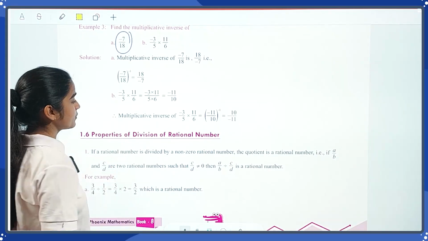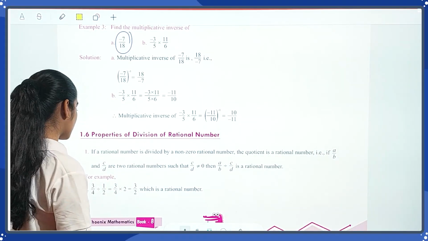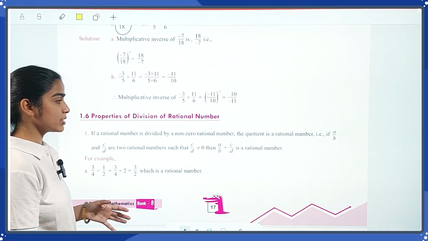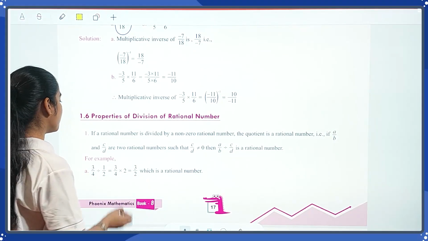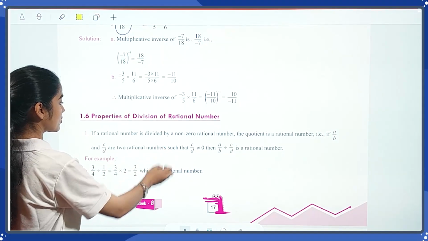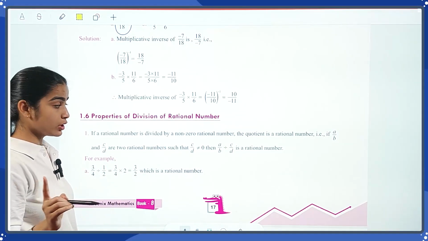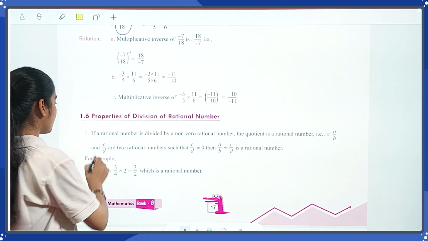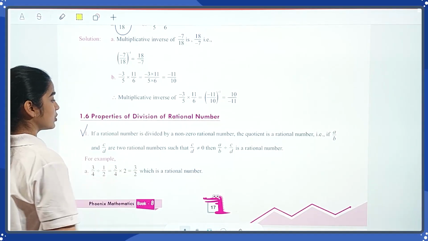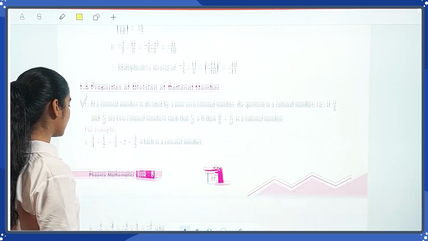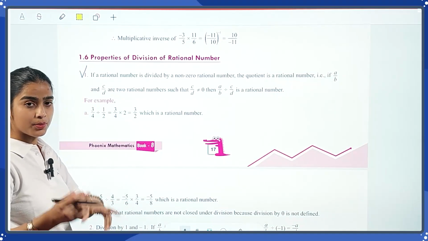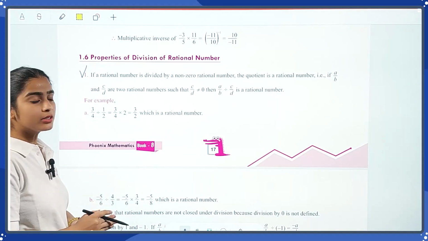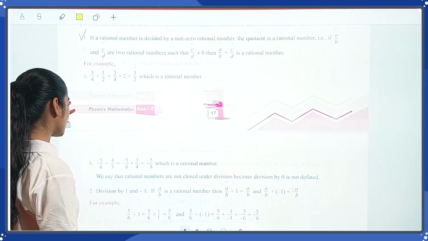Now properties of division of rational numbers. So if a rational number is divided by a non-zero rational number, the quotient is a rational number. If a by b and c by d are two rational numbers such that c by d is not equal to 0, a by b divided by c by d is a rational number. It means the property of division, closure property, applies here. If you have two rational numbers and apply the operation of division, we will get the end result as a rational number.